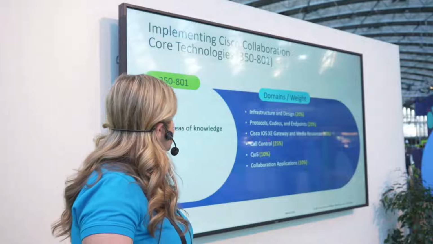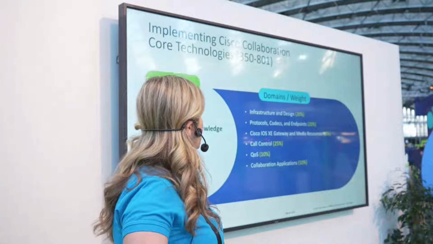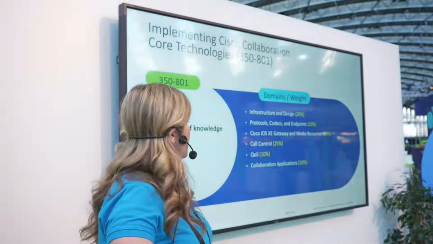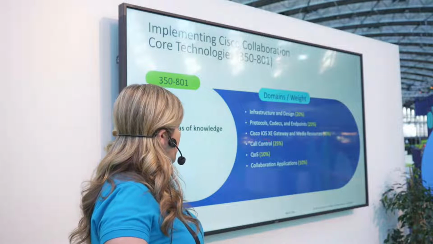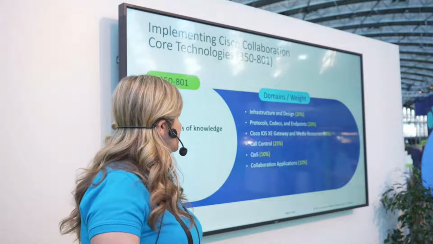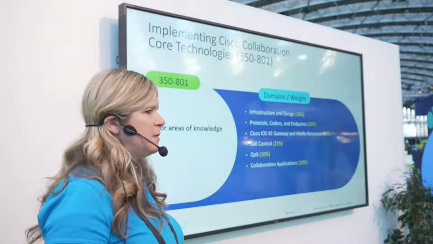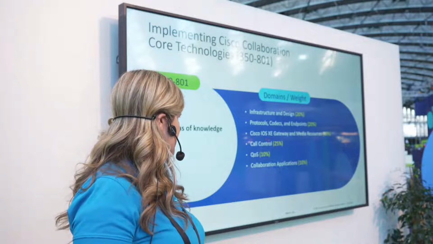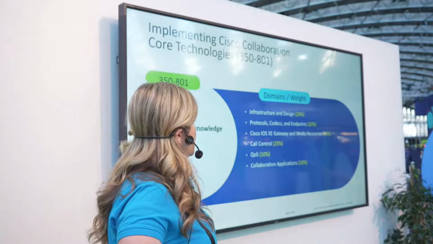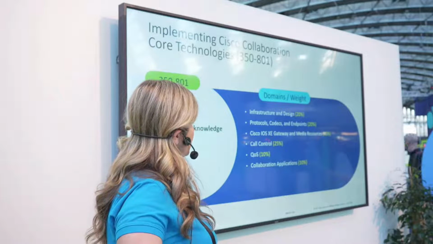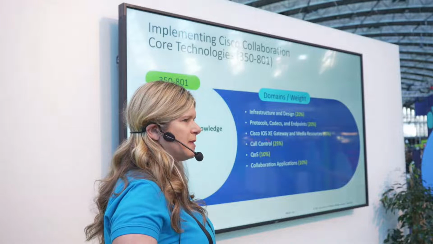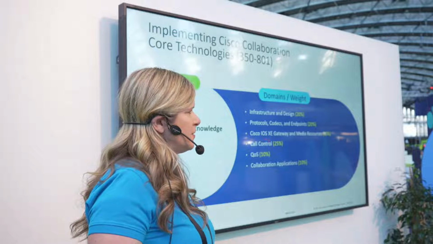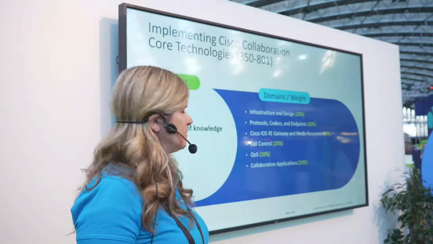So the 6 major areas of knowledge, like we briefly went over before, for the core exam are infrastructure and design, and again, that's 20% of the exam. We have protocols, codecs, and endpoints at 20%. Cisco IOS XE Gateway and media resources at 15. Call control at 25. QoS at 10, and collaboration apps at 10. So this tells you, when you look at the blueprint, just from an overall domain perspective, what the percentages are that you're going to need to familiarize yourself with when you do your study.